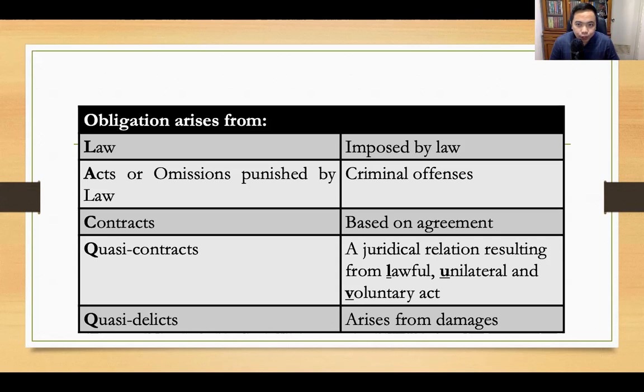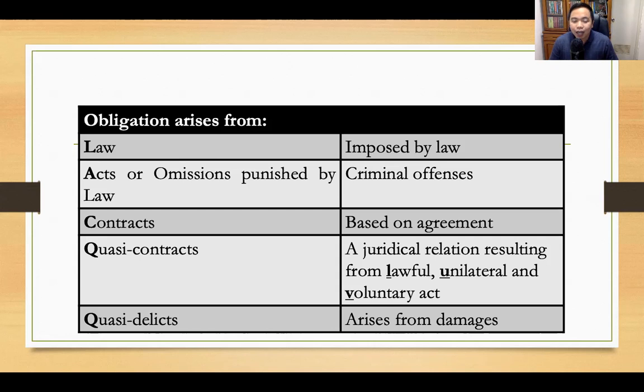For example, if the crime of theft was committed, then it gives rise to an obligation to return the property subject of theft, which is why a criminal offense, or acts or omissions punished by law, is also a source of obligation. Now, another source of an obligation is contracts.